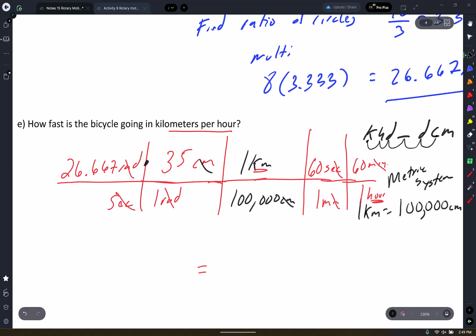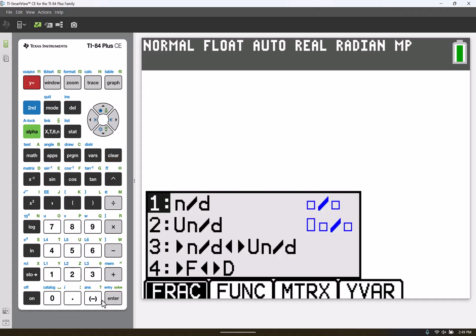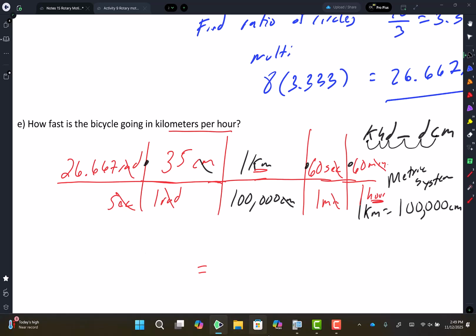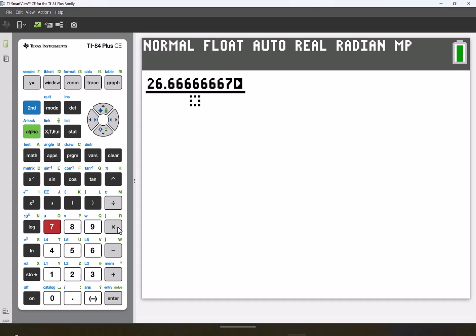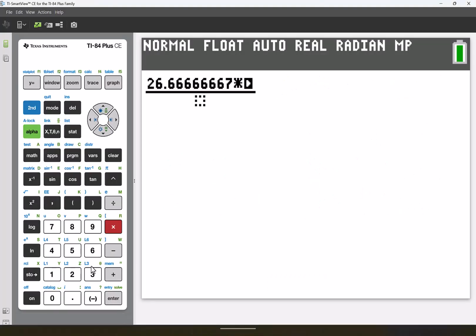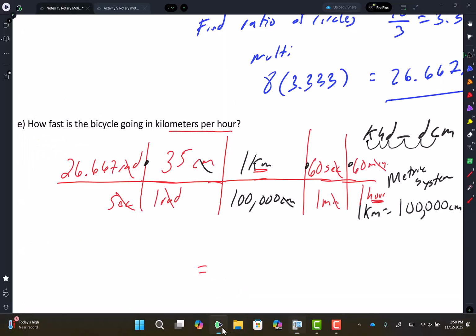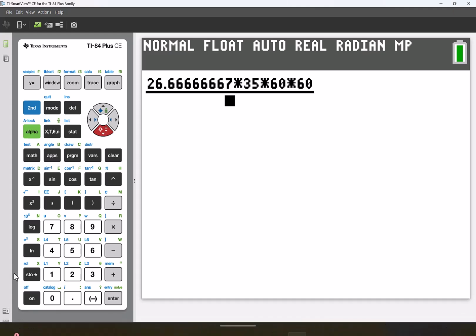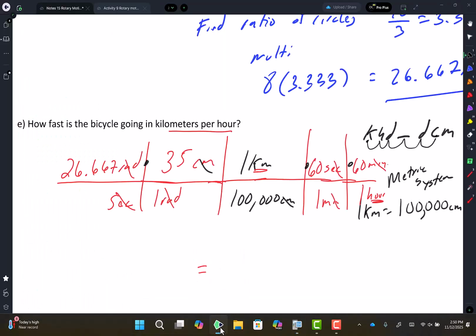This is like a big fraction. You're going to be multiplying 26.667 times 35 times 60 times 60, and on the bottom, just 100,000. So I take my calculator. I'm going to push alpha y equals enter. Get my little fraction, and make sure to always get that little fraction. 26.6666667 times 35 times 60 times 60. If you want to type 60 squared, go ahead. If you want to push fewer buttons, divided by 100,000. Enter. There it is. Hopefully you got that as well. 33.6 kilometers per hour. I think that's about 20 miles an hour.